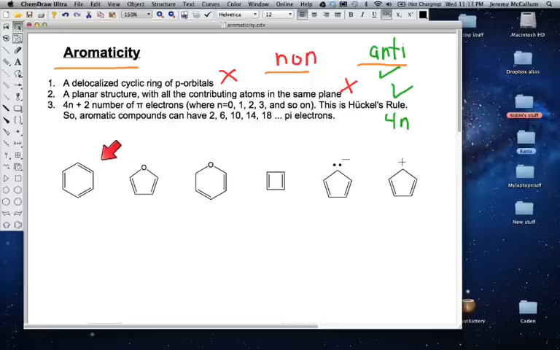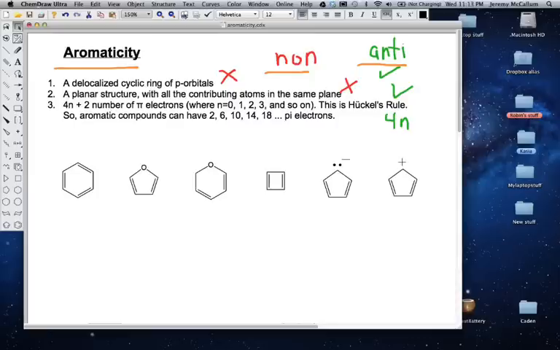Okay, so now let's apply these rules to a couple of compounds. I have six compounds here. What we're going to do is go through an exercise with all these compounds to determine the number of conjugated electrons we have, and then answer the question: are these compounds aromatic, non-aromatic, or anti-aromatic? So let's go through this exercise here.